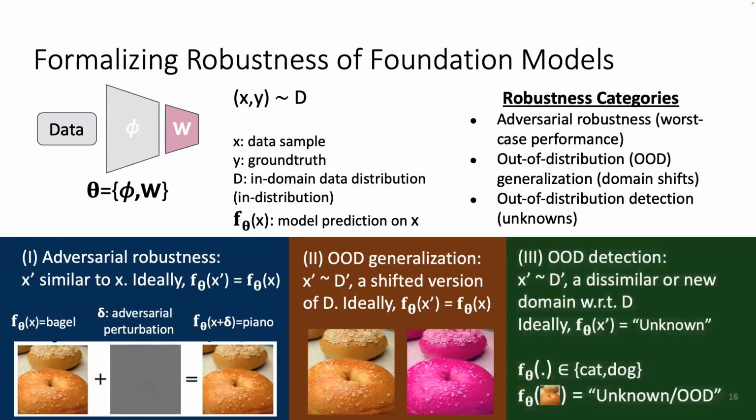And also OOD detection. If I train a classifier to do cat and dog classification, but now I'm giving the classifier a bagel image, instead of giving a dog or a cat prediction, the model should say, oh, this is out of distribution. I'm supposed to only recognize cat and dog images, but not bagel images. So I should say this is out of distribution or this is unknown, instead of giving a dog or a cat as a prediction.